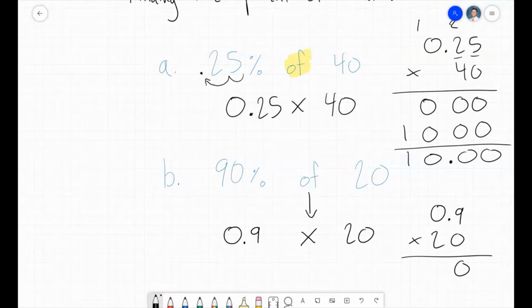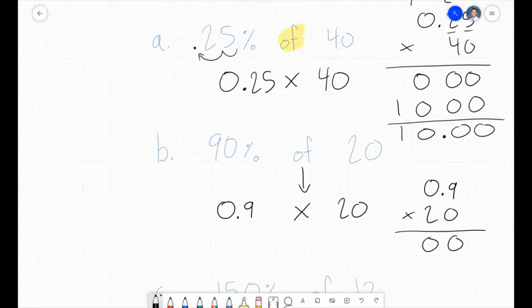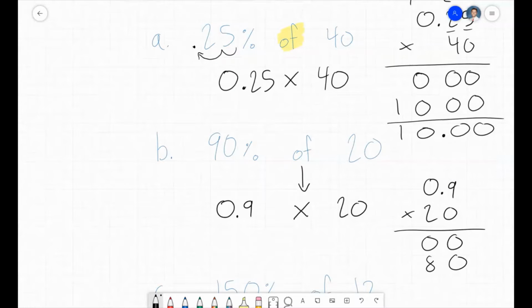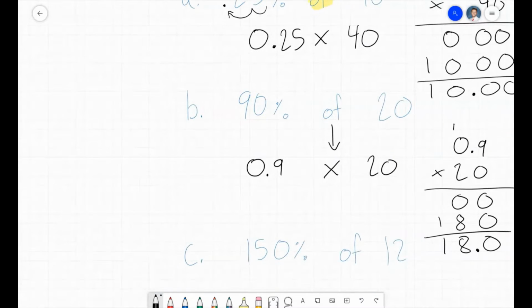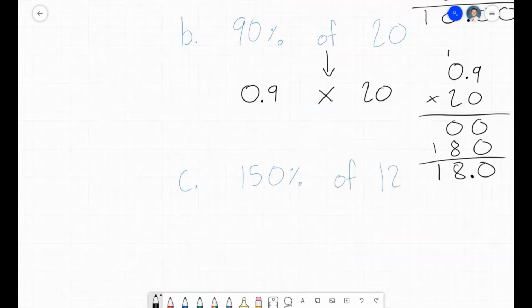0 times 9 is 0, and 0 times 0 is 0. 2 times 9 is 18. 2 times 0 plus 1 is 1. So 90% of 20 would be 18. One more problem. So this one, we can see our percentage is larger than 100%. So we should know right away that our answer is going to be bigger than 12 here because we want a greater portion of this number than 100%, which would be a whole, right?